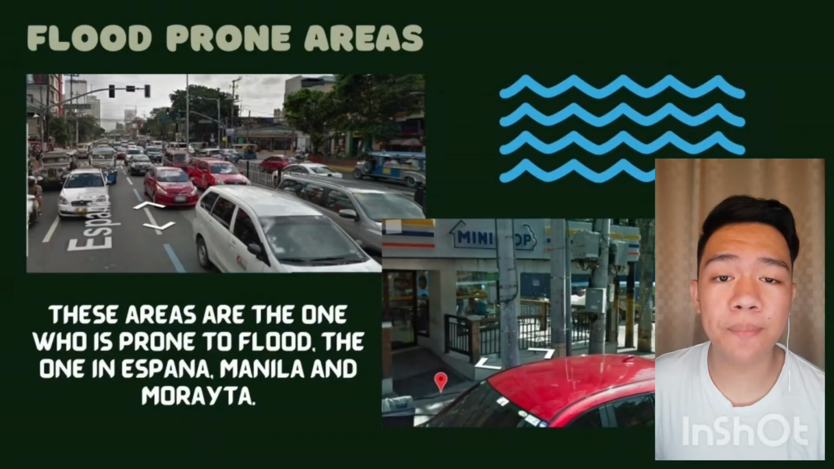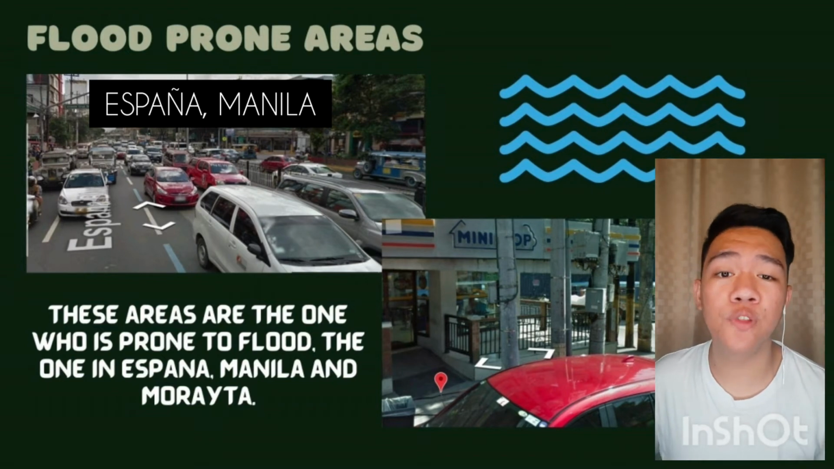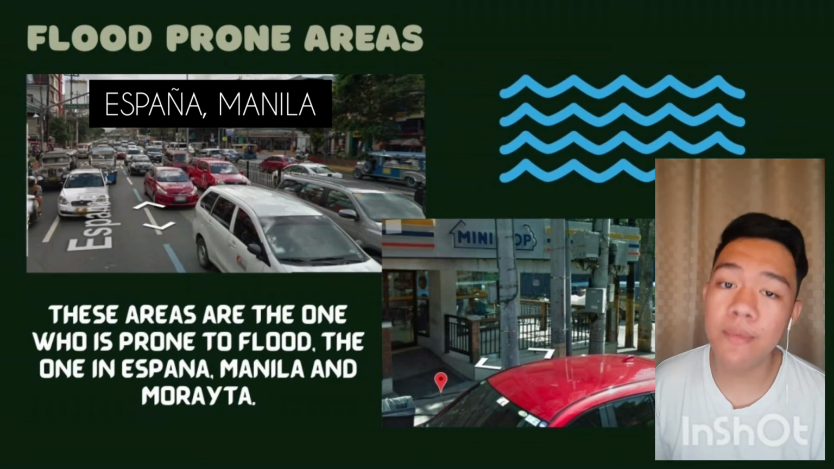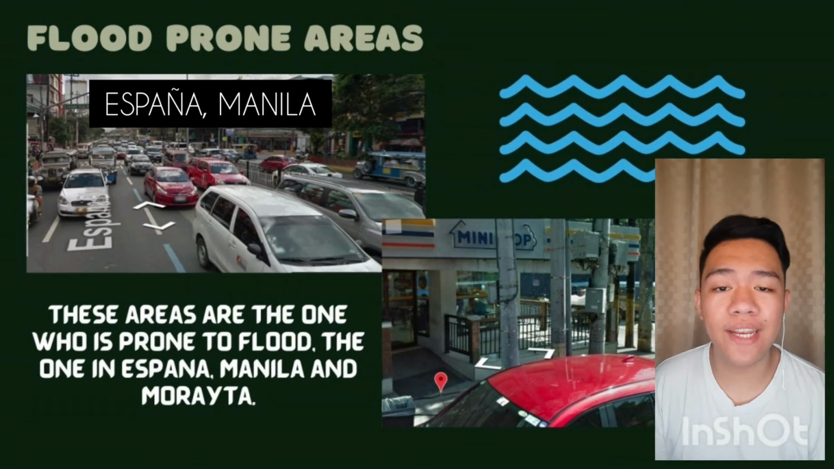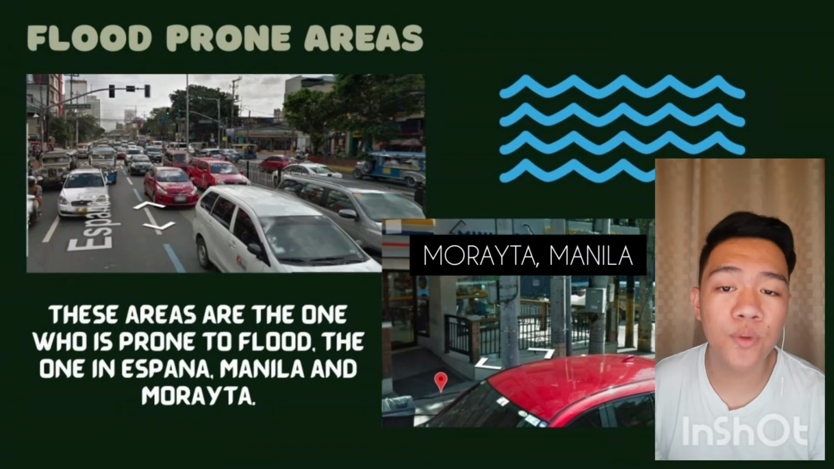To specifically locate all of the exact hazard places, here are some. This area in España, Manila is obviously and undoubtedly prone and hazardous to flood. During school days, many students are stranded there because of the massive flood during rainy seasons. Next is a place somewhere in Moriones, Manila that is prone to flood too.